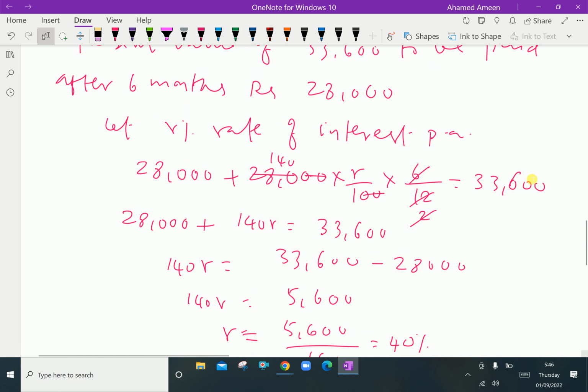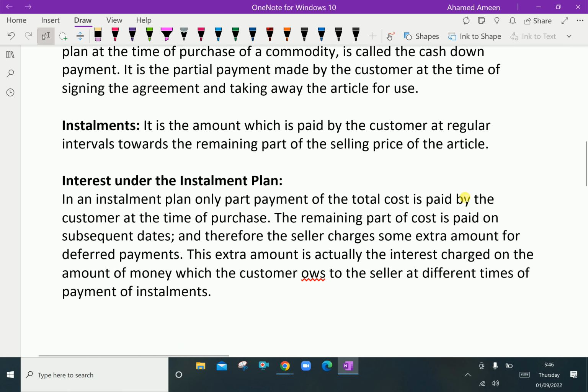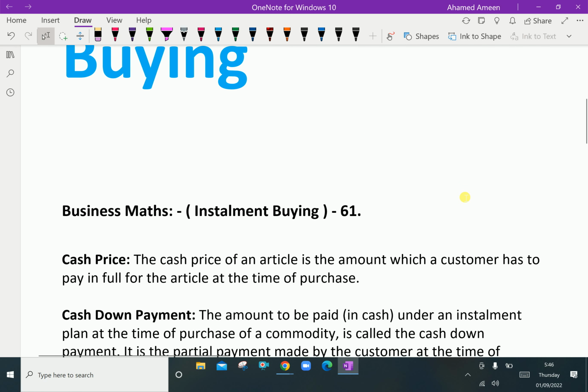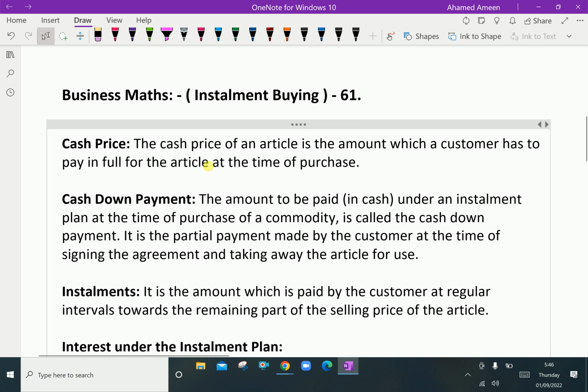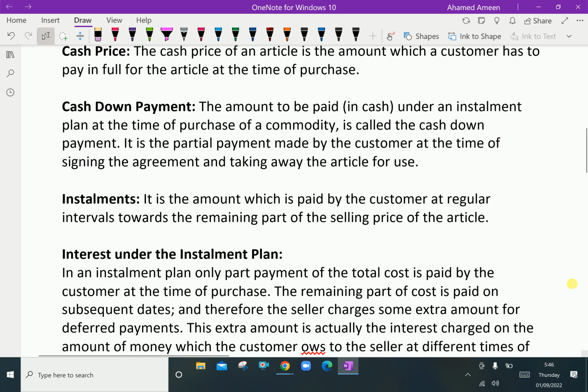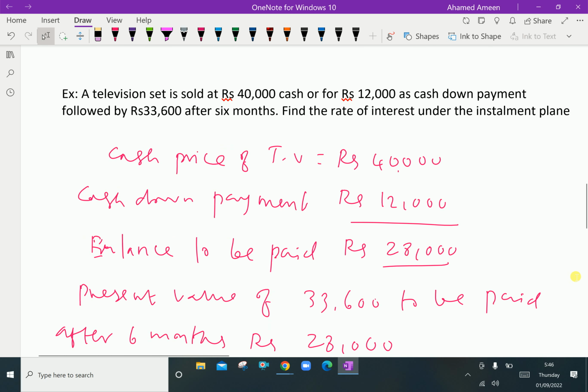So far, we have discussed installment buying in business maths. Regarding that, we discussed some definitions, and we have done a problem regarding this concept.